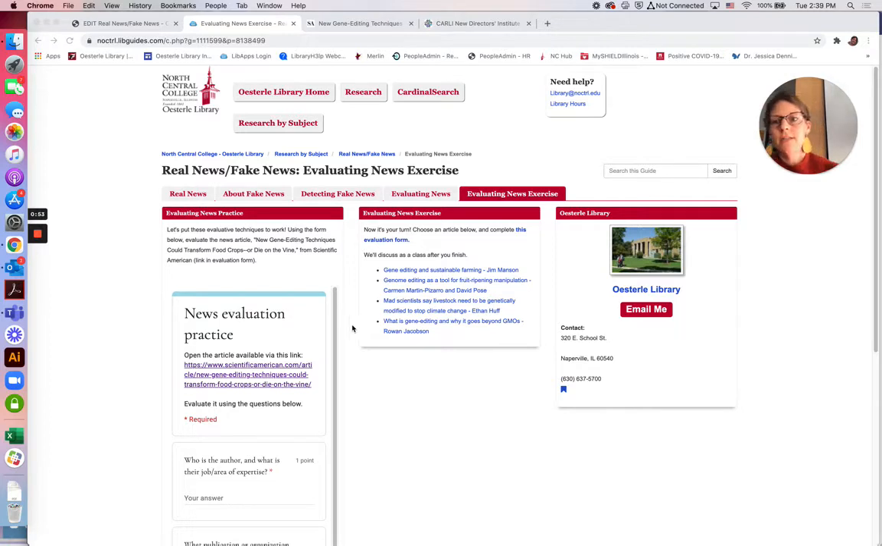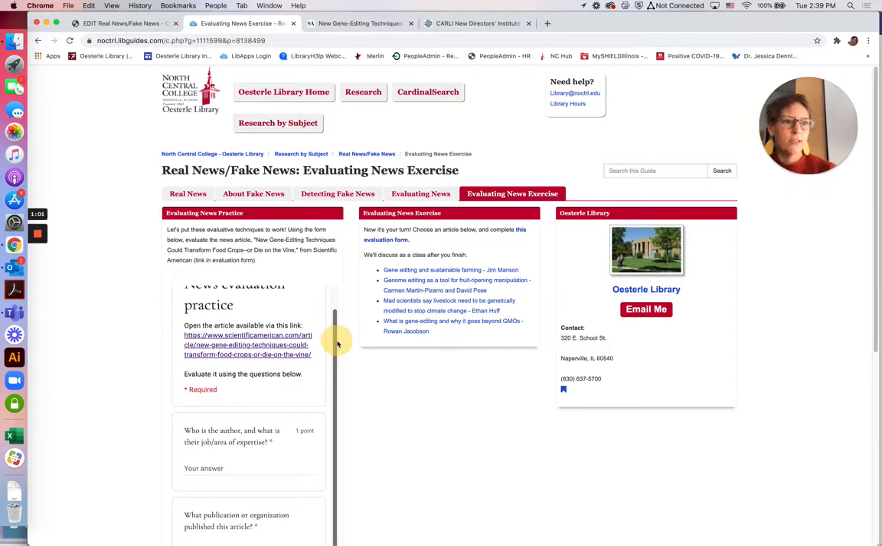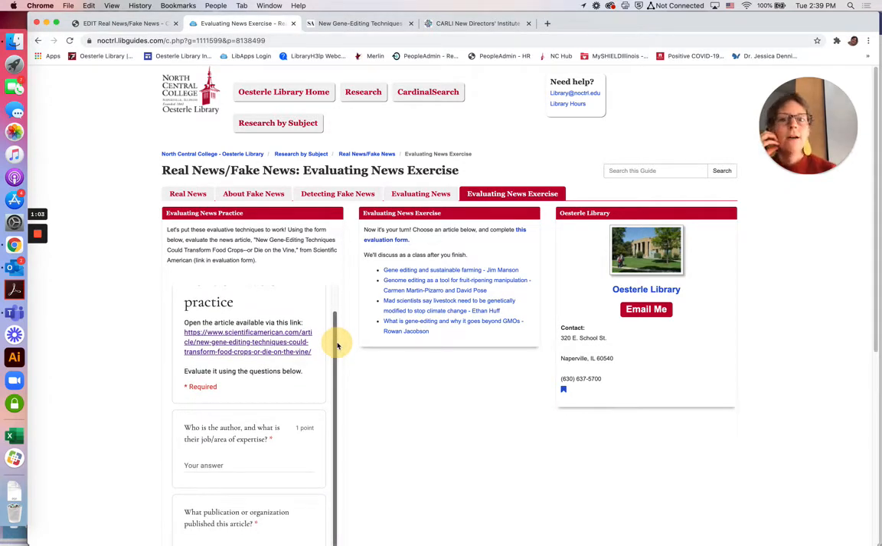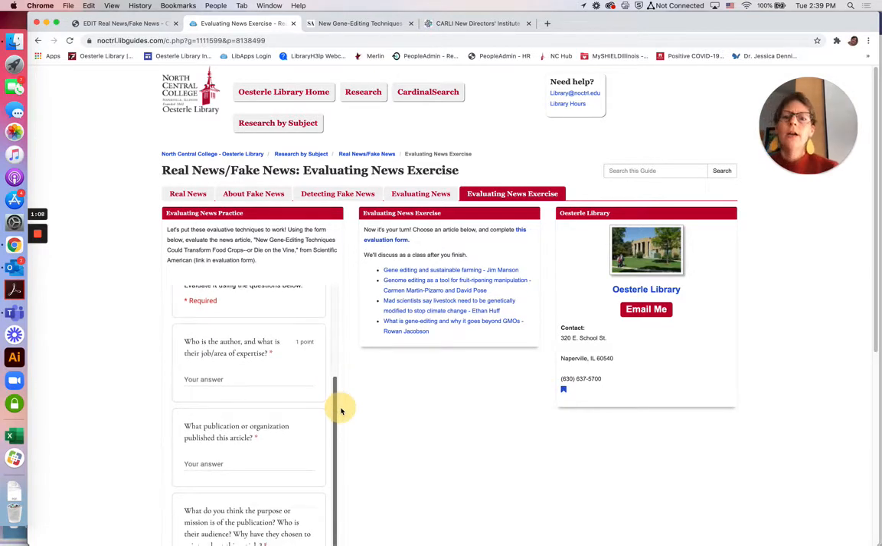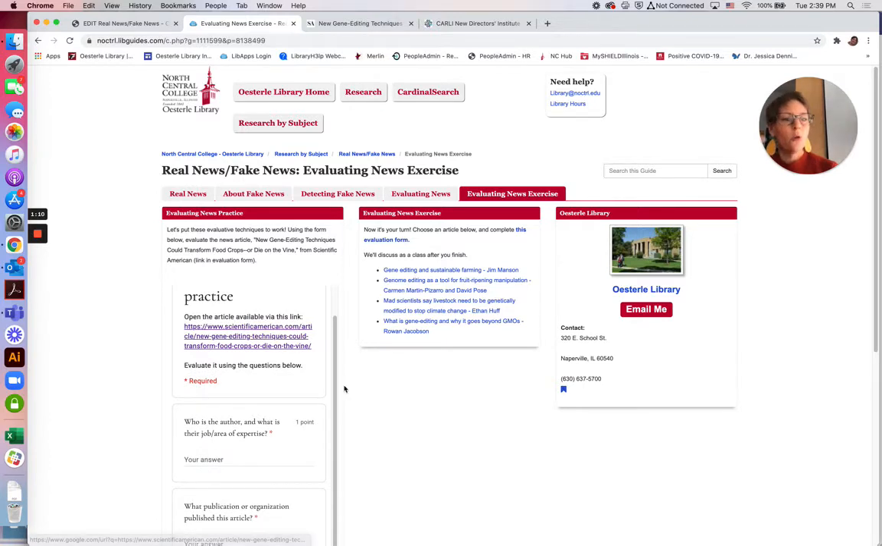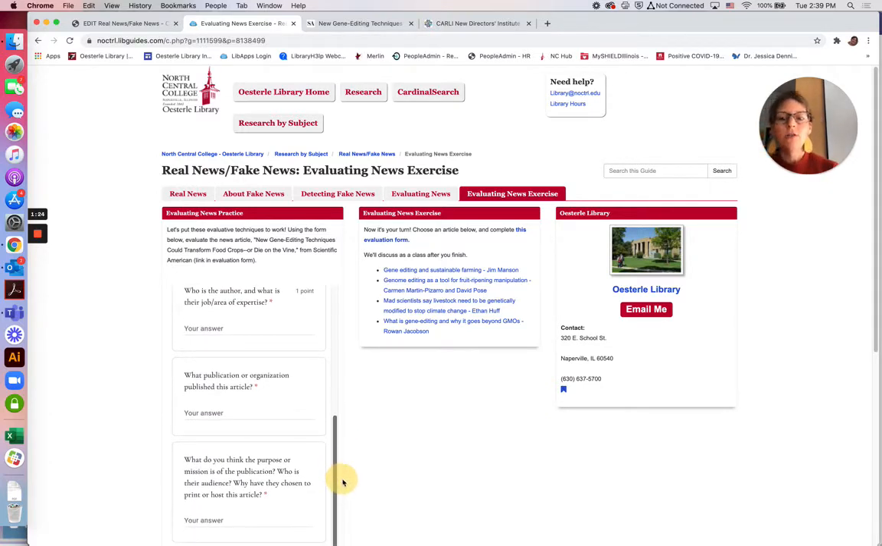So here in the Evaluating News practice, we have this Google form that goes through 4 or 5 different questions, pretty basic, to follow the content from the other tabs in this particular unit, to think about when we click on this link and open the article, who's the author, what is their area of expertise, what is the publication or the company that is producing the article or allowing it to be published. What do you think the purpose or mission is of the publication as a whole?